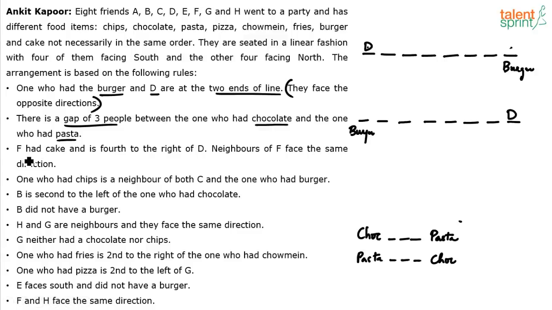Now this is important. Why is this important? Because it connects with D, who's already marked in the arrangement, right? So this clue is very, very important. He says F had cake, fine, and is 4th to the right of D. Now try and understand.